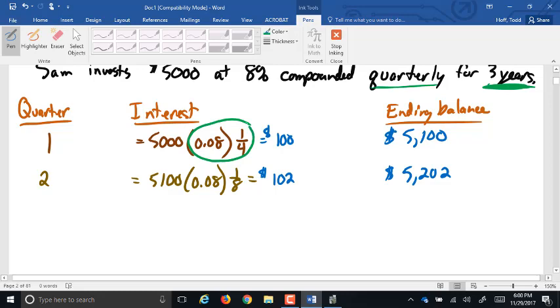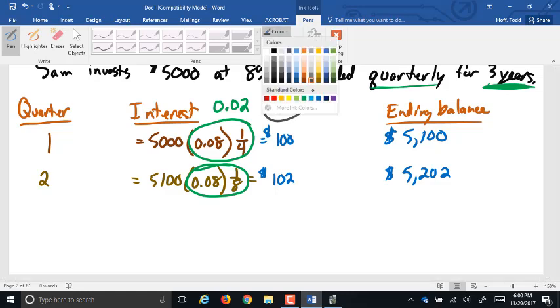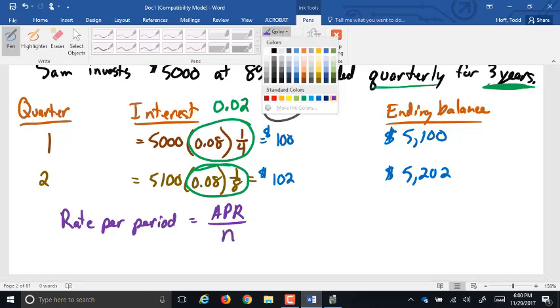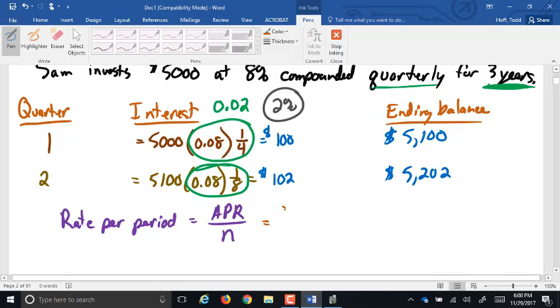First, let's look right here. 0.08 times 1/4 occurs in every one of those interest formulas. 0.08 times 1/4 is 0.02, which means each period we're gaining 2%. Now that makes sense. There is something referred to as the rate per period. That is the annual rate, APR, divided by N. N is the number of periods in a year. So in this problem, that's 8% divided by 4 because it's quarterly.